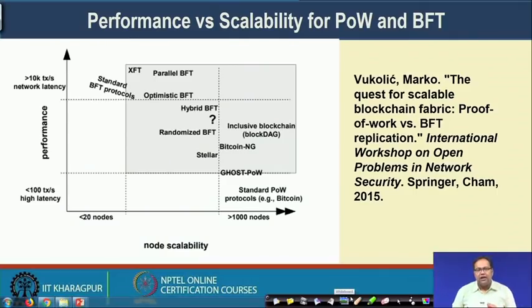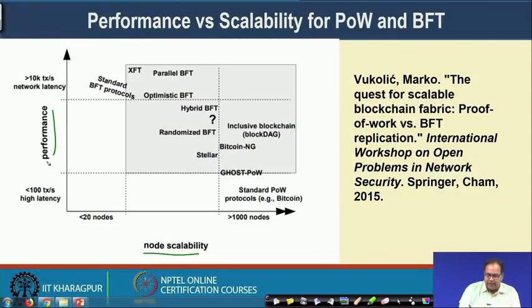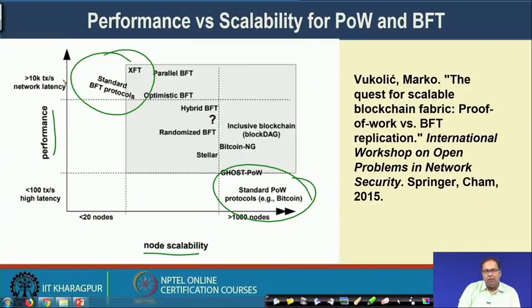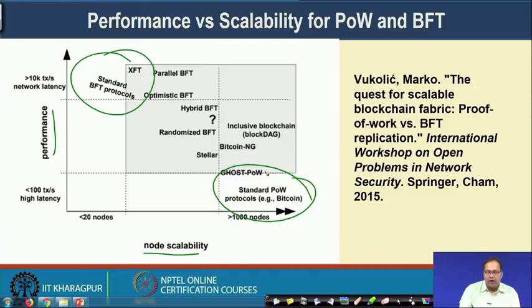Now, this particular diagram we looked into in the last class from this Vukolic paper, where he has tried to place different kinds of consensus protocols in terms of node scalability and in terms of performance. And we have seen that the standard proof of work protocol falls here in this coordinate, whereas the standard BFT protocols fall here. So, our target was to build something which will work in between these two, where the standard proof of work protocol has high scalability in terms of number of nodes, but low scalability in terms of performance. That means, the transactions per second it can support.